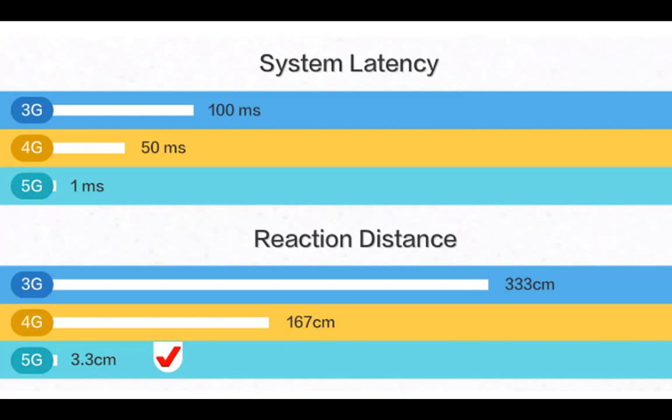You can see the different system latency in 3G, 4G and 5G and the reaction in distance. In a 3G network, if the same car receives an alarm, but with a delay of 100 milliseconds, it will cover 333 centimeters. In a 4G network, with a delay of 50 milliseconds, it will cover 167 centimeters. But in 5G technology, with a delay of only 1 millisecond, the car will move forward only 3.3 centimeters.